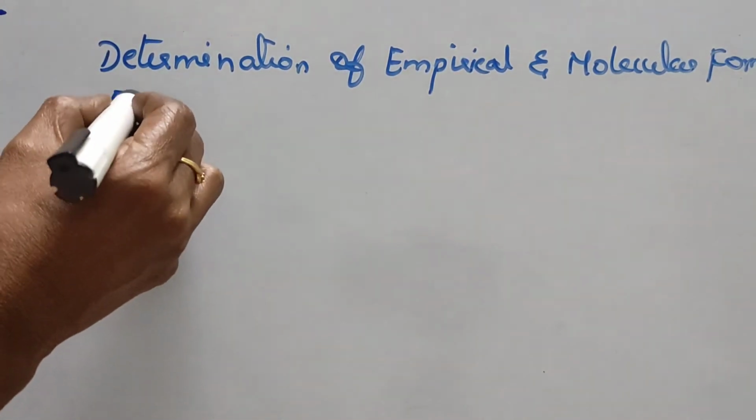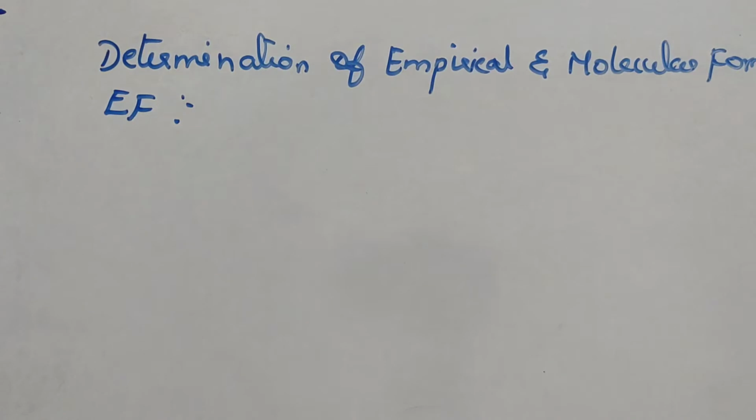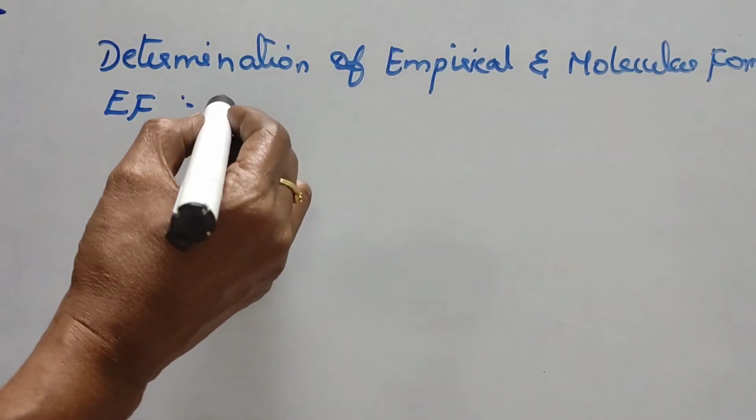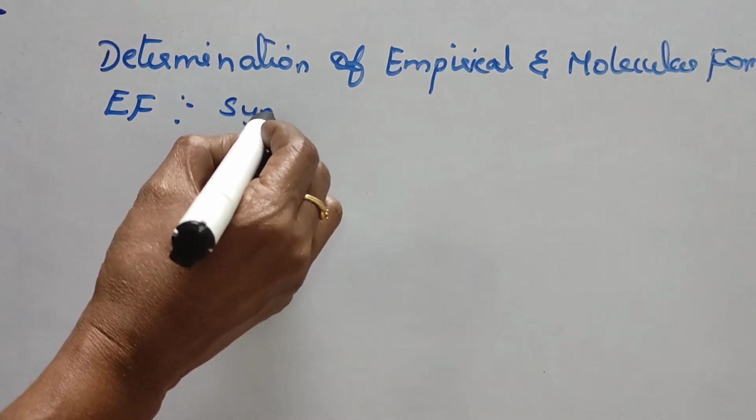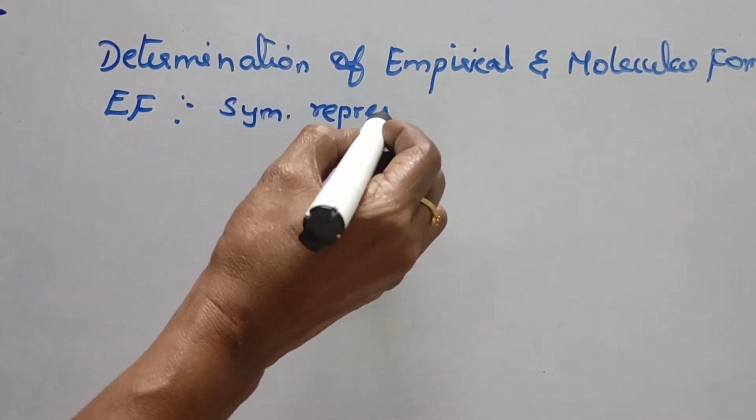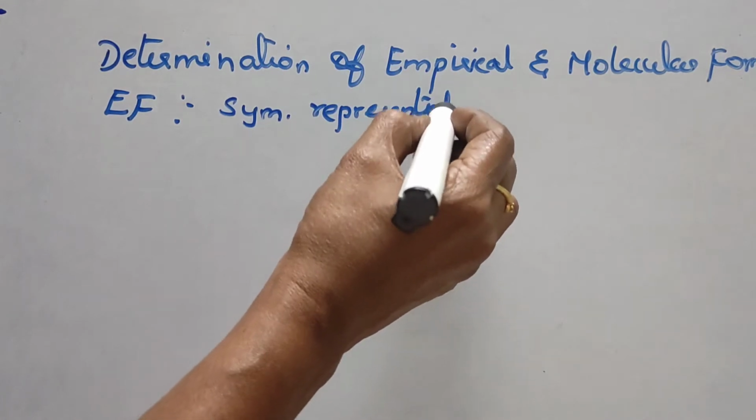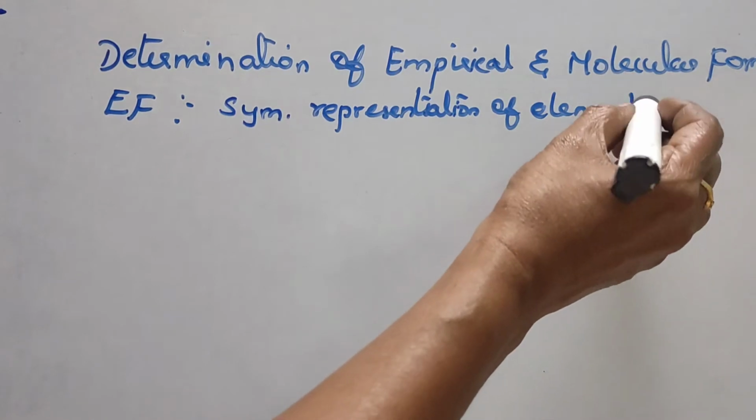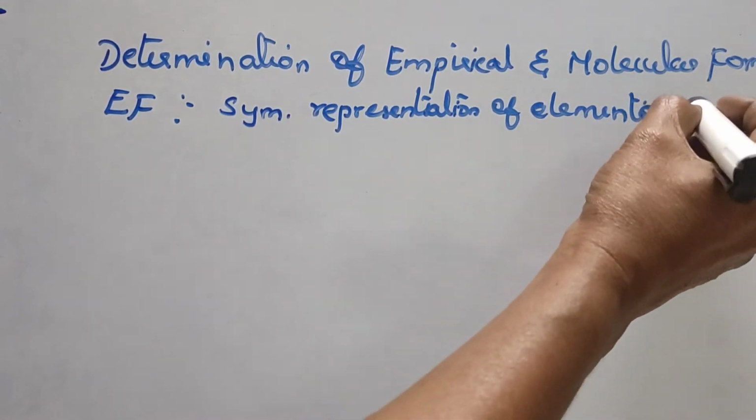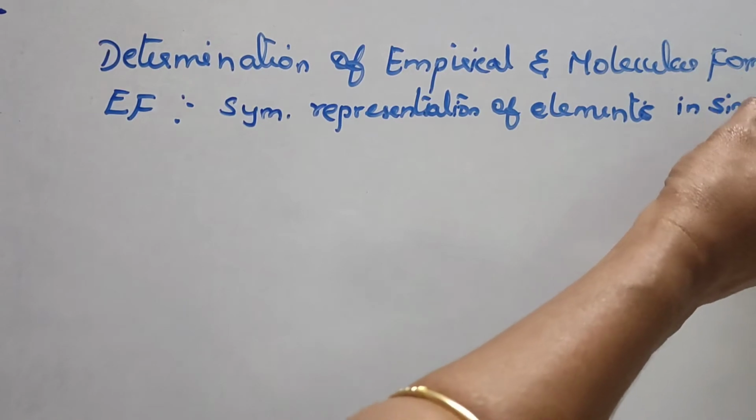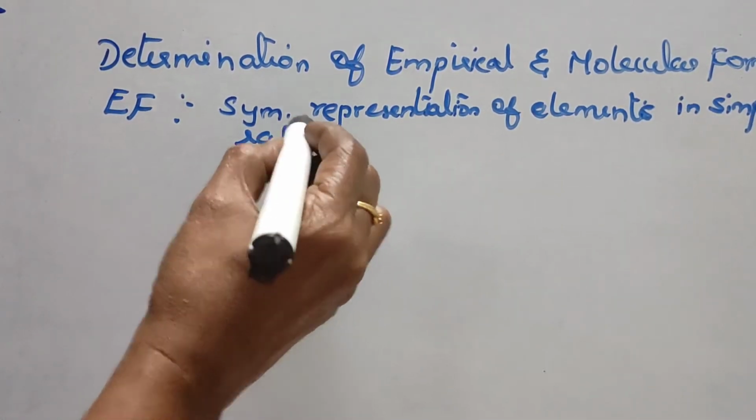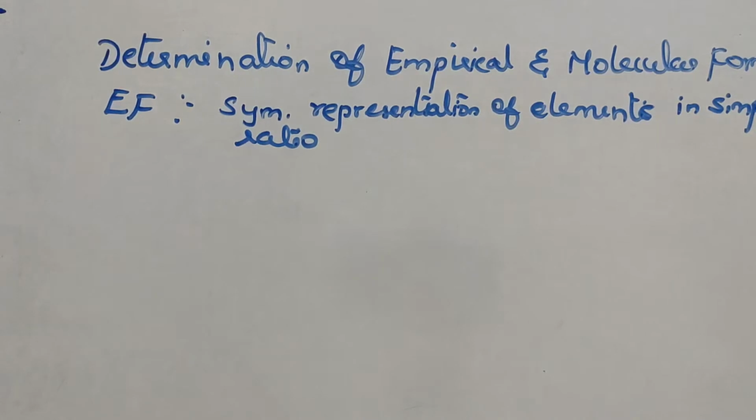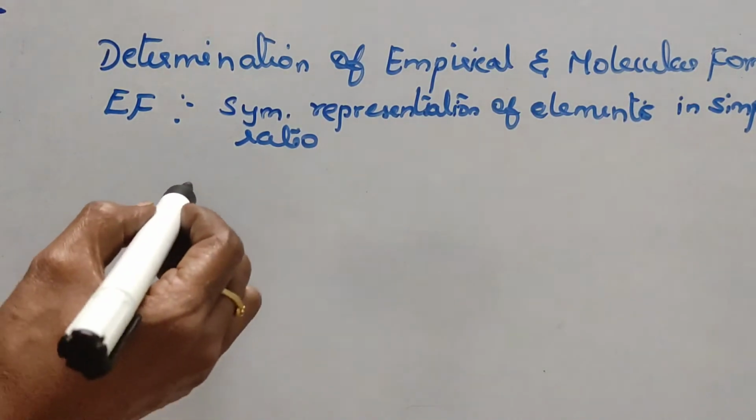Empirical formula. What is empirical formula? We have seen already. That is nothing but symbolic representation of elements in simple ratio in the compound. That is empirical formula. What are the values needed to find out empirical formula first?